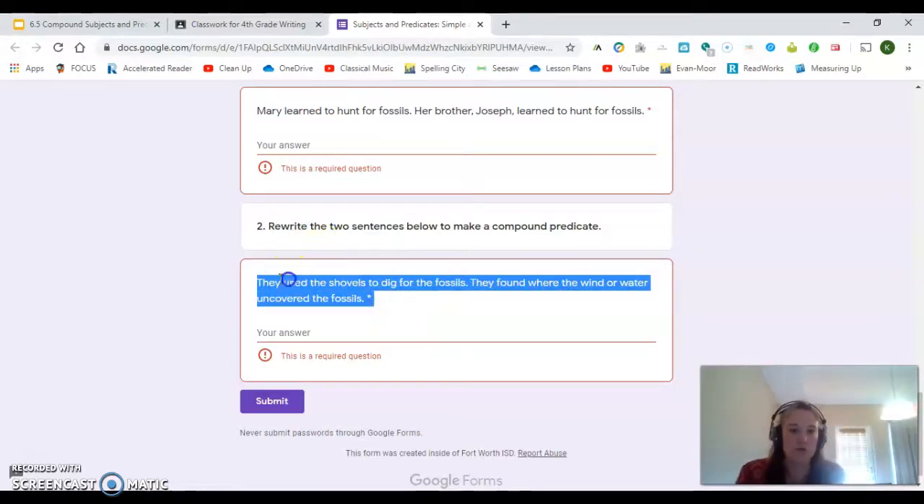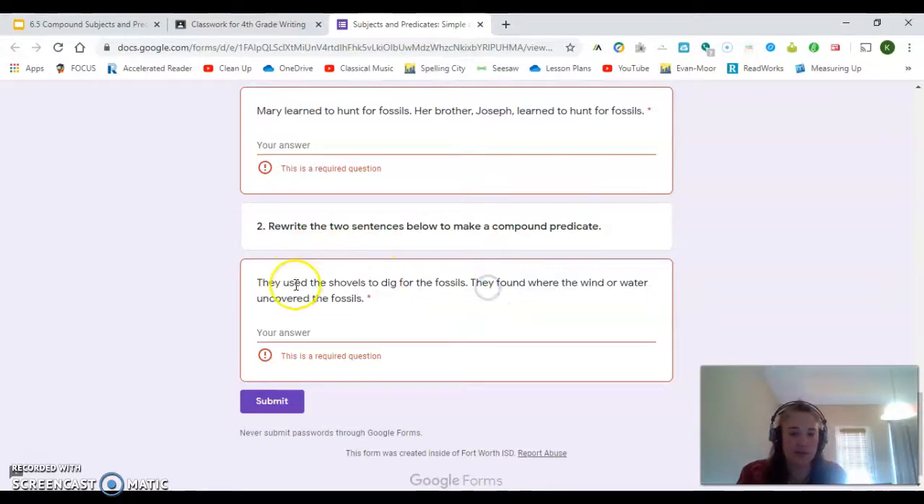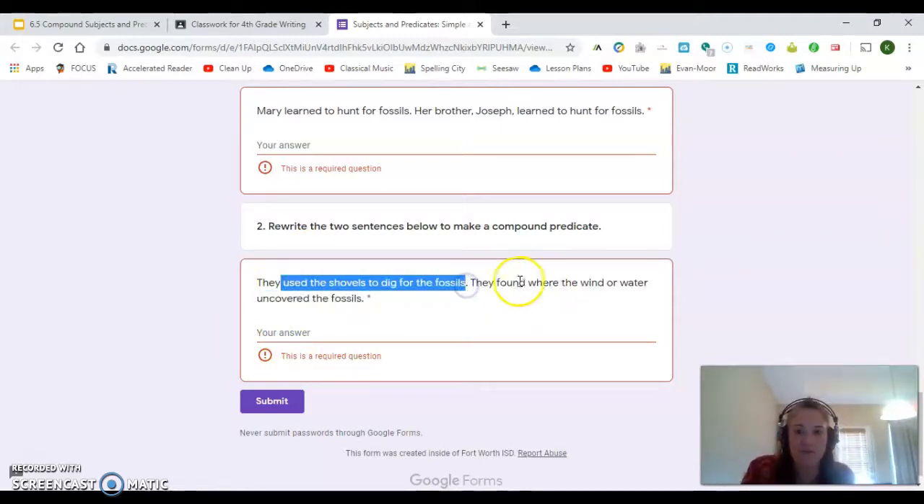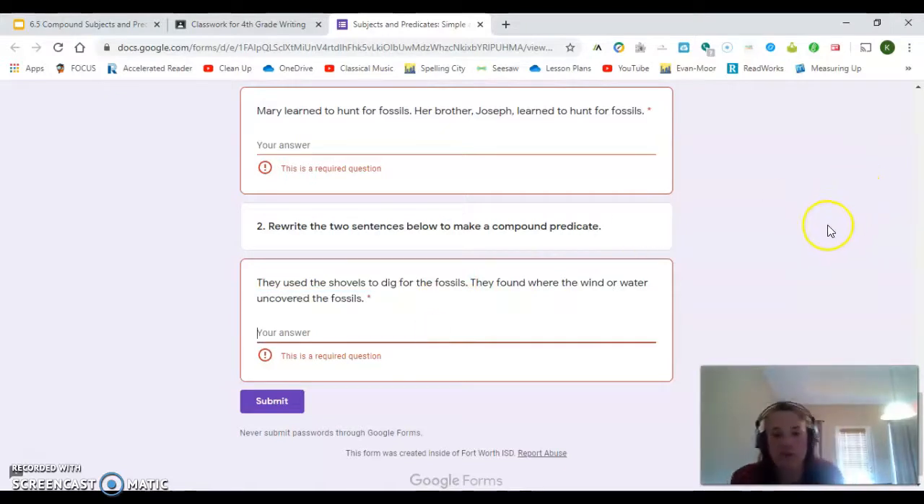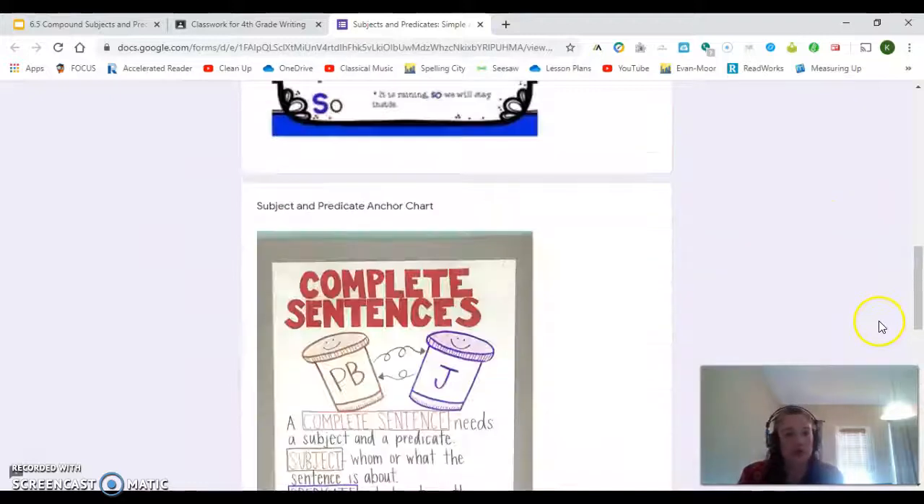Okay? So look at the subjects for each sentence. They both say they, so that's where I would start my sentence. And then look at your predicates. Okay? What two things did they do, and what conjunction could you use to combine them? When you're done with that, you're going to click submit, and you're good to go.